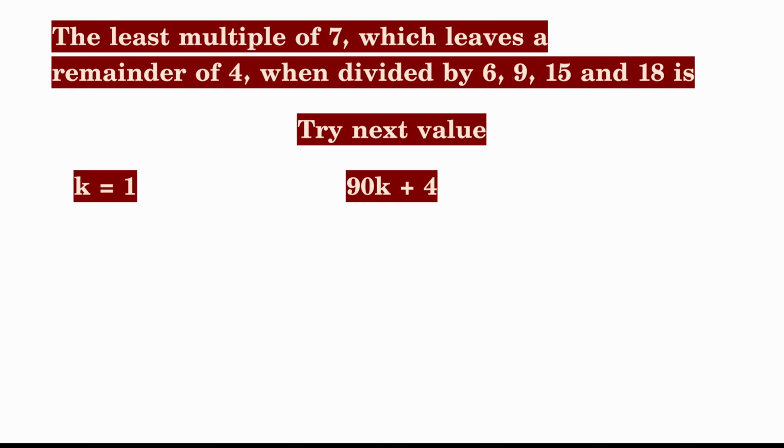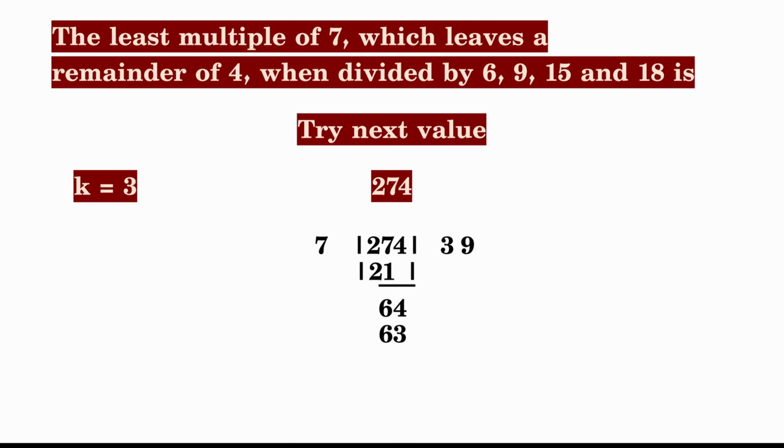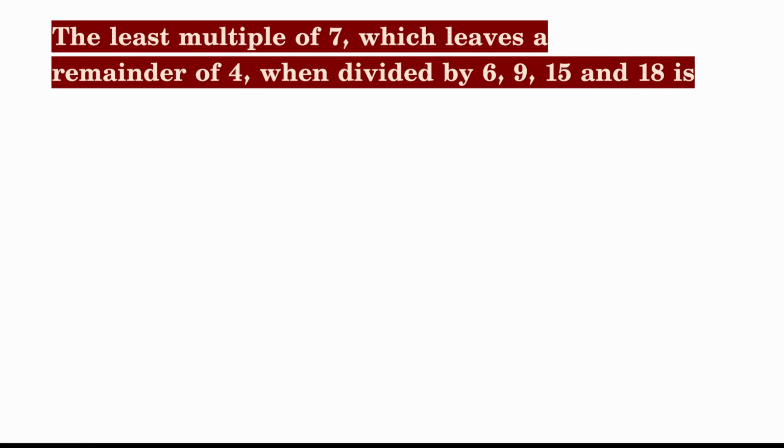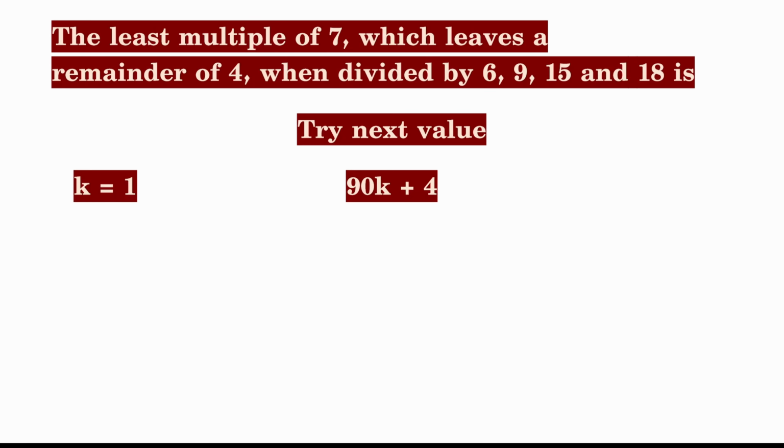So let's try the next value, which, since we already tried 2, is 3. So 90 times 3 would be 270, plus 4 would be 274. If I try to divide 274 by 7, 7 times 3 would be 21. That'll be 64. 7 times 9 would be 63. The condition still fails. So we need to move on to the next value, so it'll be 4.